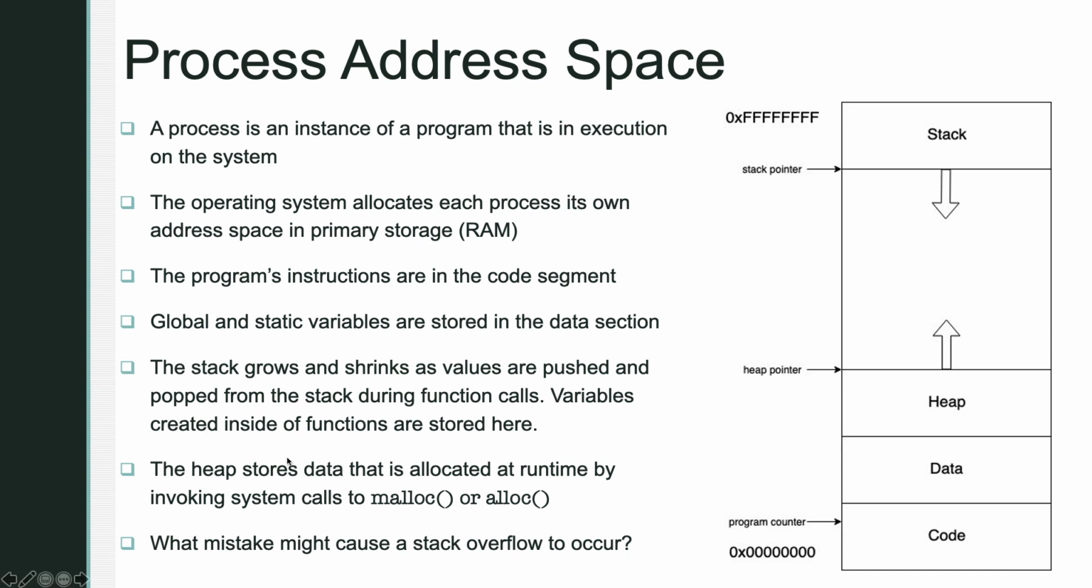We can say that a process is an instance of a program that is in execution on the system. This means that the program is being run. It's a dynamic occurrence of a program. And a program is just a set of instructions stored somewhere, usually on disk. So when a process is running, the program counter will step through the instructions and execute them.